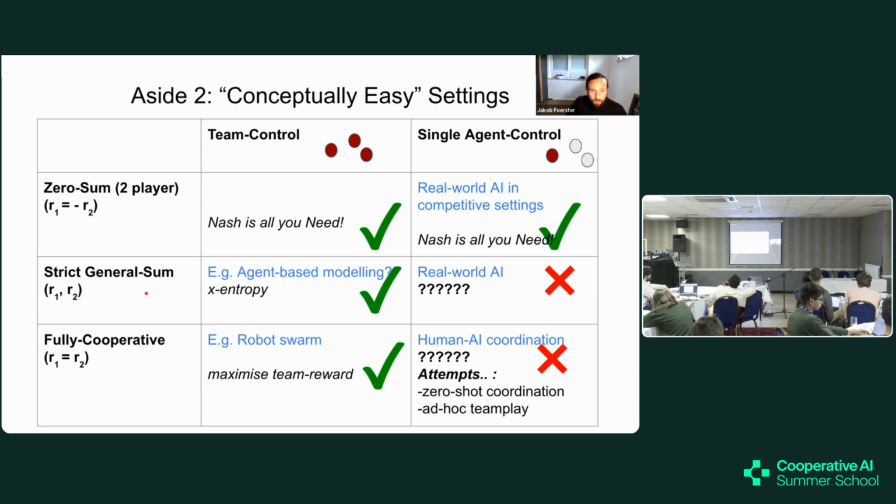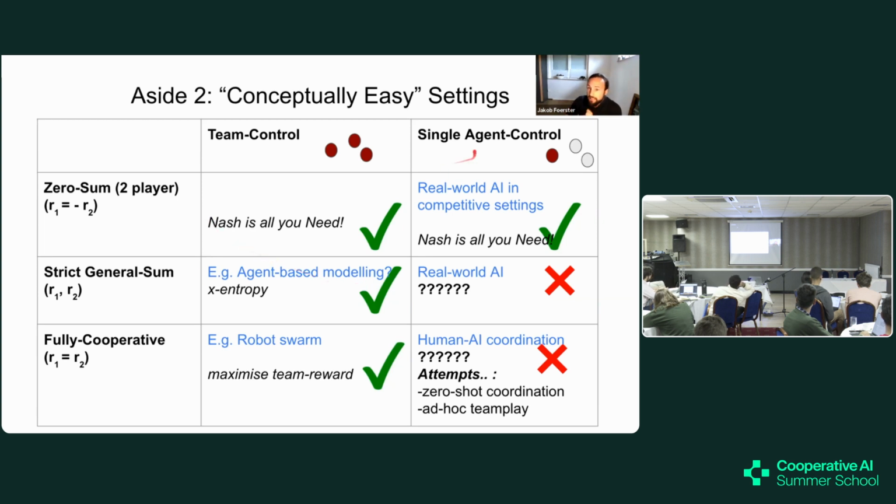Then for strict general sum learning, there are two axes. There's the team control case again, where I can deploy policies to all agents. And that's kind of interesting. Why would I care? Why would it be a general sum problem where I control all the policies? Well, because I want to model it, for example, if I want to do agent-based modeling. But then it's also quite easy to specify what the result is. I need to reduce cross-entropy. I want to fit data. I want to describe the behavior of agents. And that's very important. It's very different to describe the behavior of agents in a general sum environment from maximizing a reward in a general sum environment. They could be related, but they're not the same.